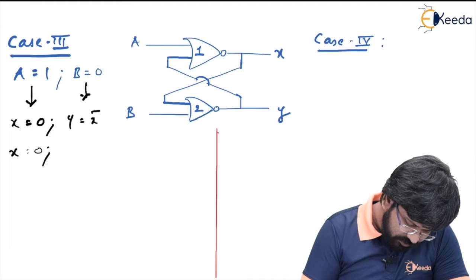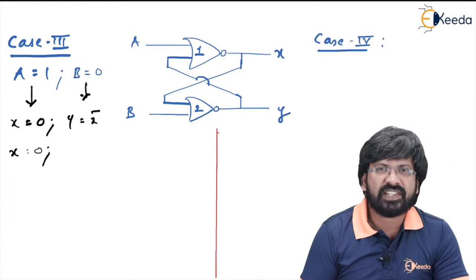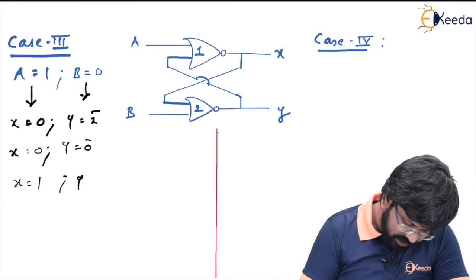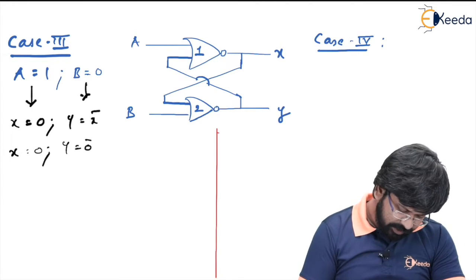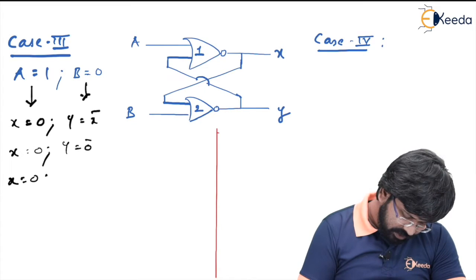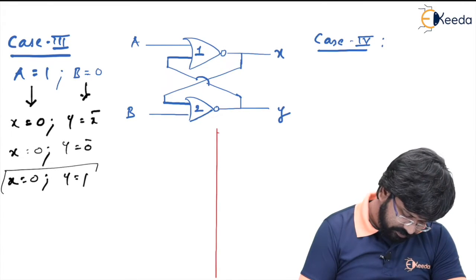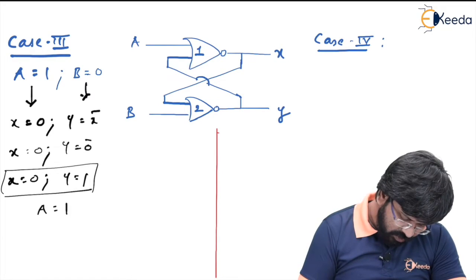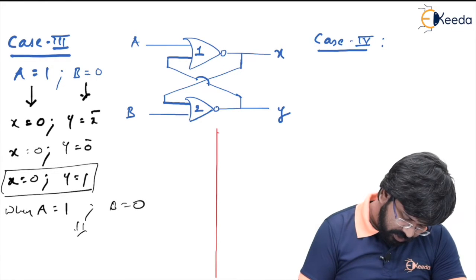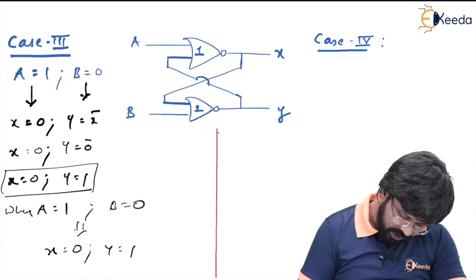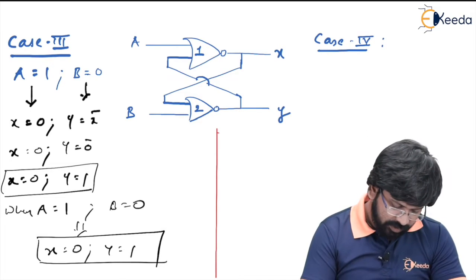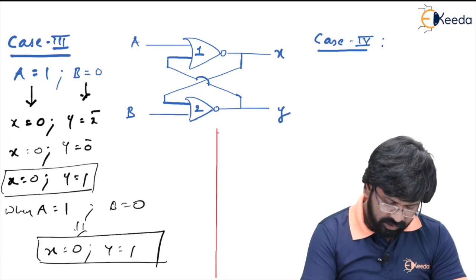So x equal to 0 and y equal to x bar, but since x equal to 0, I can say y equal to 0 complement. Ultimately x is 0 but y is 1. So in conclusion, I can only say that when a equal to 1 and b equal to 0, we say that x equal to 0 and y equal to 1. Even this output is called something, but as I said, I am going to reveal it after case number 4 only.